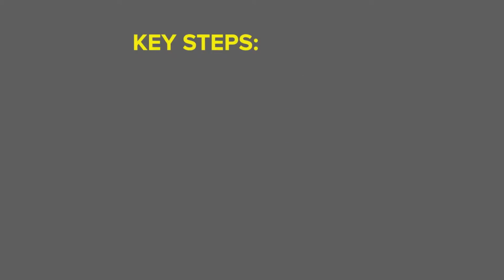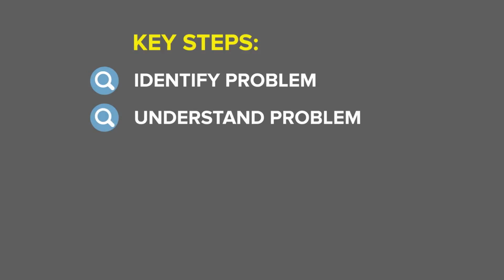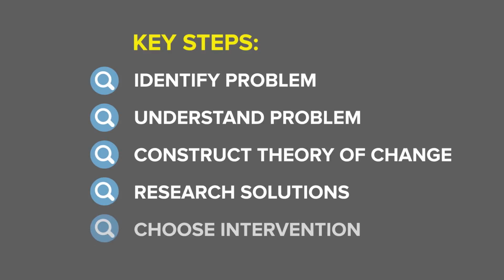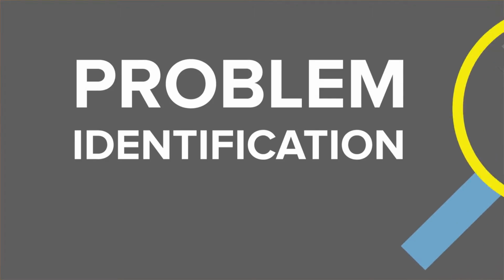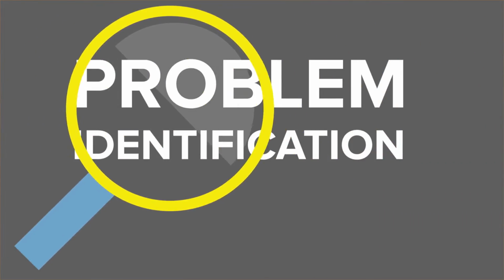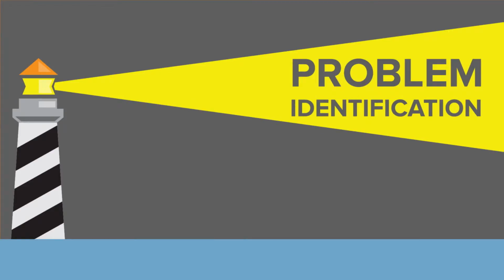The key steps for this phase are identify the problem, understand the problem, develop a theory of change, research solutions, and choose a solution. The first step in Identify and Explore is problem identification. Problems or areas of practice or system performance that need to be improved are identified in a variety of ways. Sometimes areas needing improvement are identified through external processes, like federal monitoring reviews.